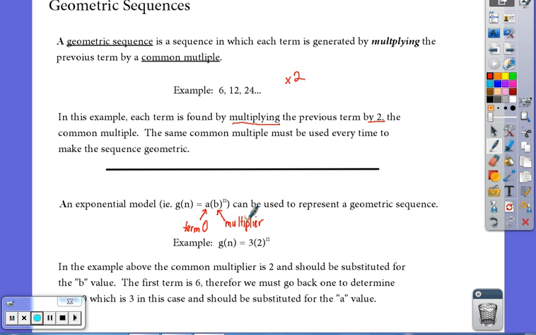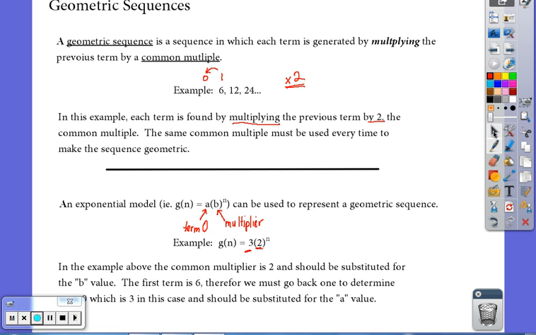So in this example, 2 is the multiplier. We figured that out up here, times 2. Same as arithmetic, if I know the first term is 6, I must go backwards once to get my 0 term. So if forwards is multiplication, then backwards would be division. So 6 divided by 2 gives me that 0 term of 3.